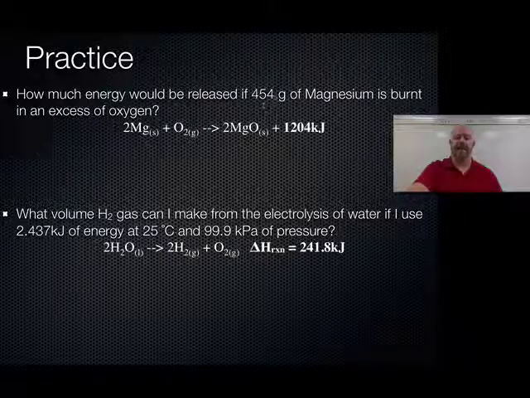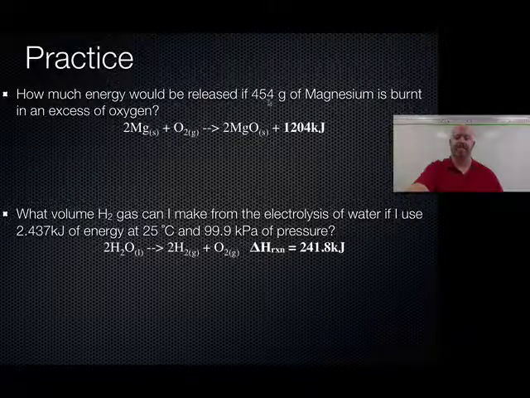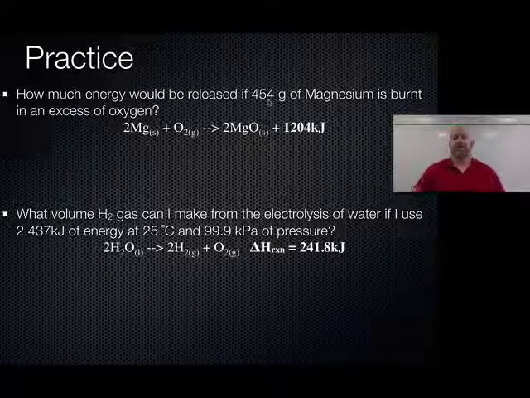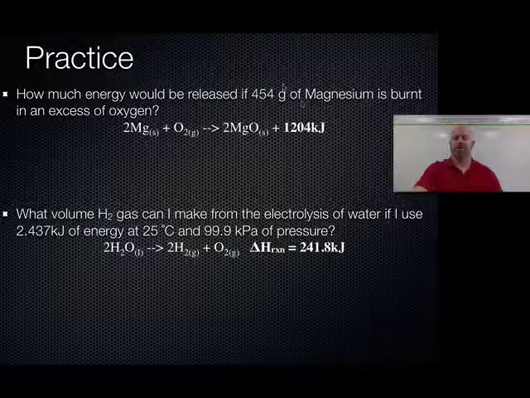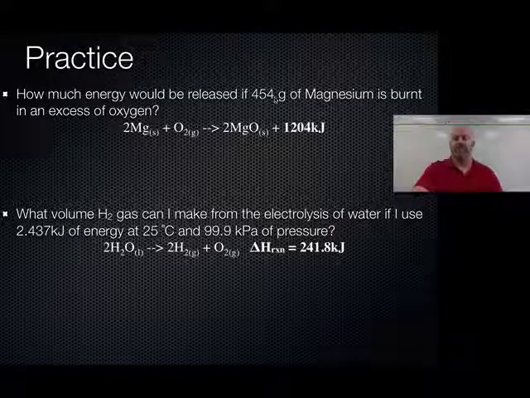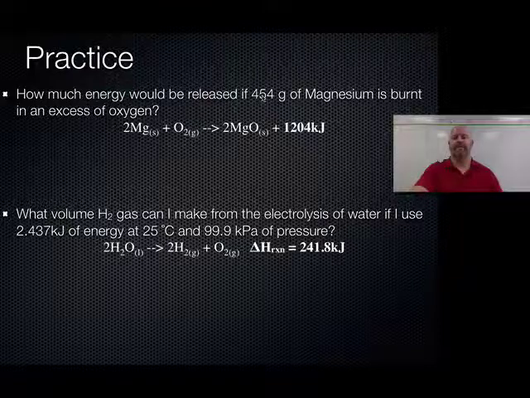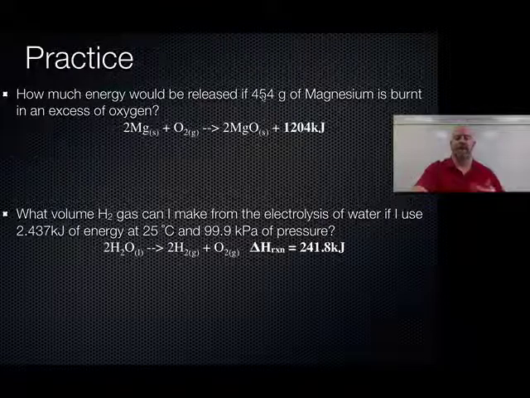So if I'm going to react 454 grams of magnesium, how much energy is actually going to be released here? Okay, we know that 2 moles of magnesium gives us 1,204, but 454 is not 2 moles, so we have to be able to put that into our stoichiometry and solve for that. Okay, so we'll go to the board and we'll work this guy out.